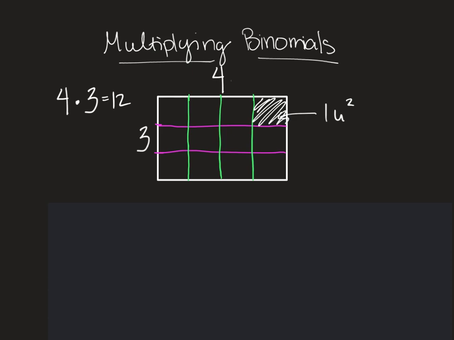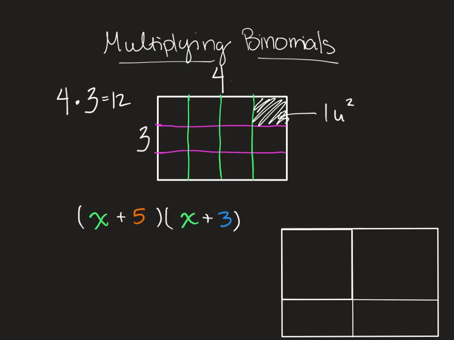I know you're familiar with that, though. So let's make this a little bit more exciting. What if I asked you to do something like x plus 5 times x plus 3? I still have 2 things. This first part multiplied by this second part. I can model that still using a rectangle.